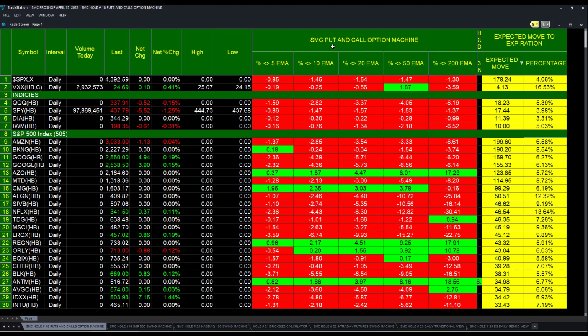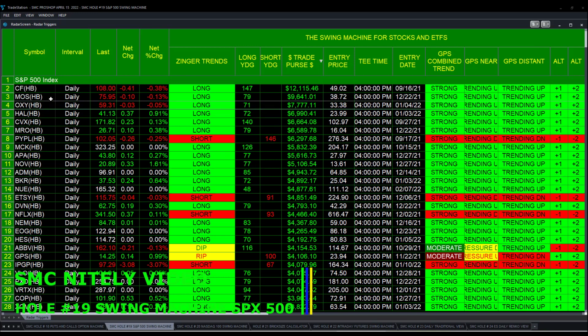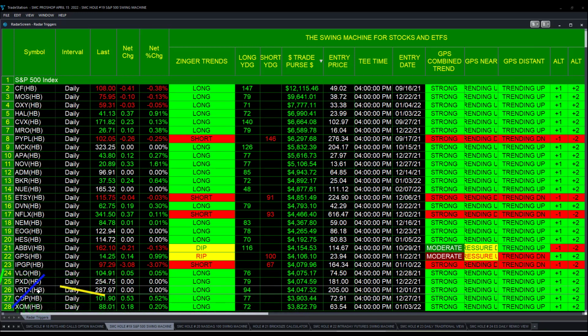This is the SMC Put and Call Option Machine matched with what we call the expected move to expiration. Hole number 19, the swing machine for stocks and for ETFs. This is all S&P 500. Now you can see why we can't show every segment every night.